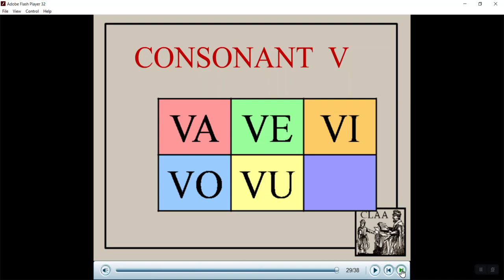Look at the light blue box. In Classical Latin, this would have been read wo. But in Church Latin, it changed to vo. And lastly, in the light yellow box, you see the syllable that would have been read wu in Classical Latin. But in Church Latin, it came to be pronounced vu. Va, ve, vi, vo, vu, in Church Latin.